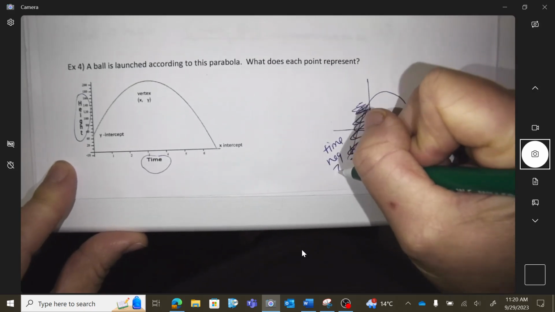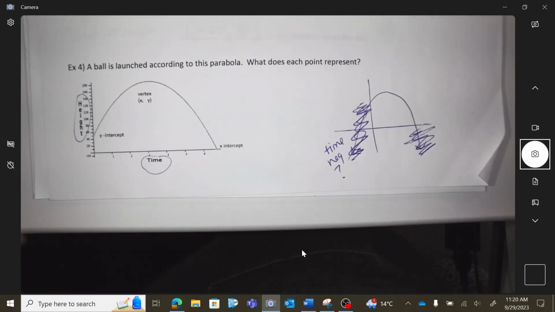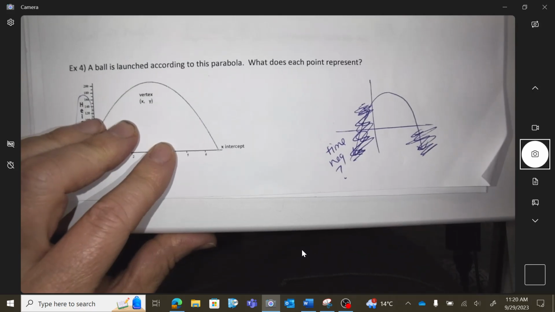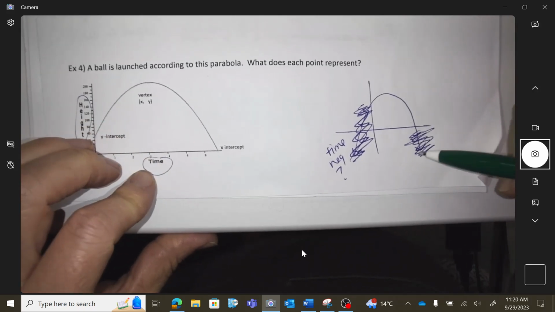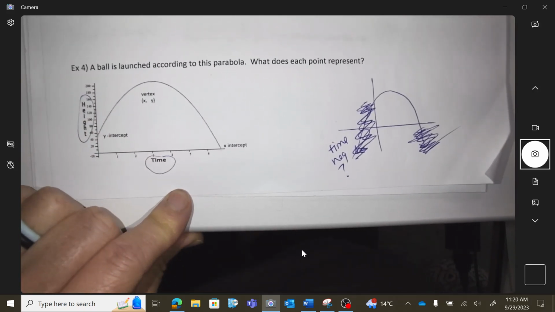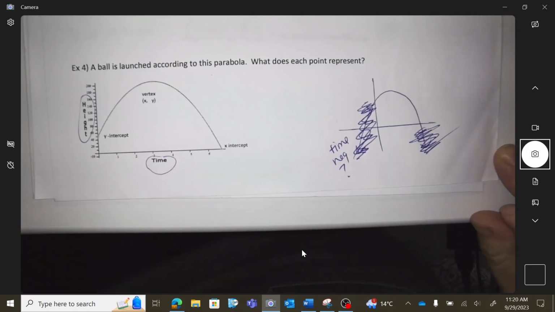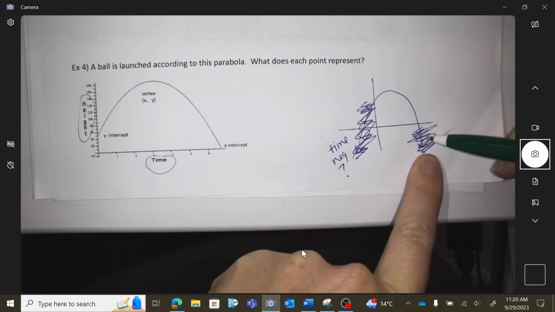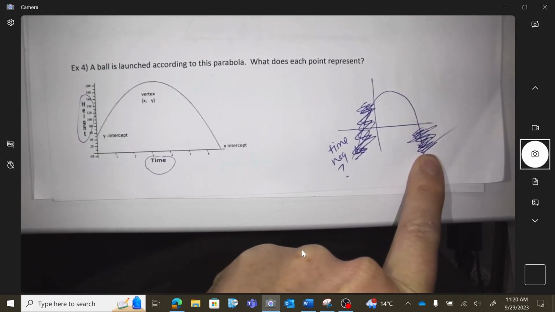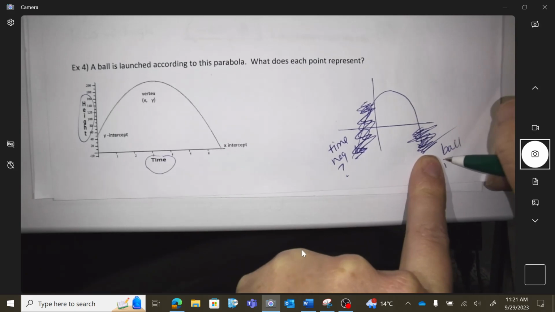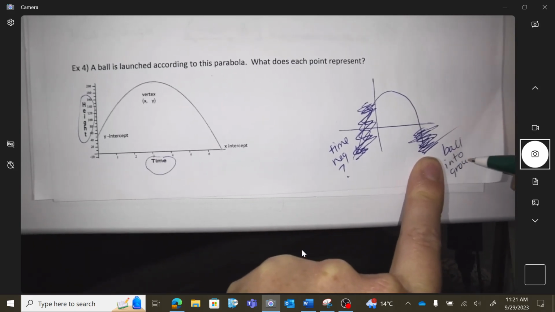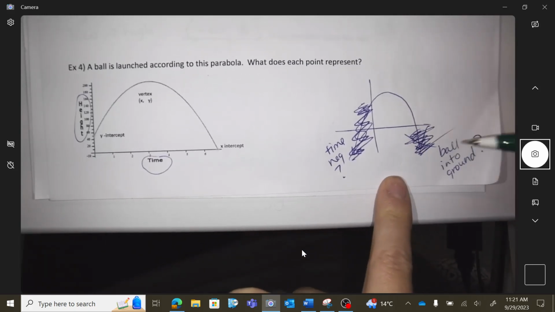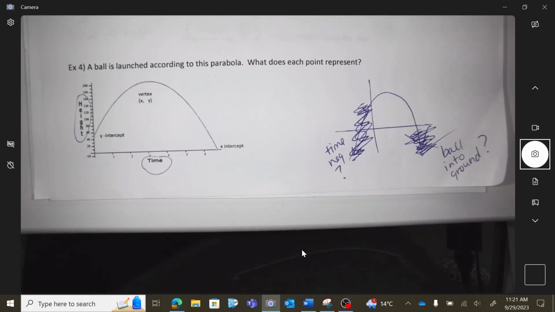Time is negative? Does that make sense? Yeah, it doesn't make sense. So then I cut this off. Okay, why did I chop that part of the graph off? You threw a ball. What happened? Why doesn't this make sense with this ball? The ball starts digging into the ground. Okay, so that didn't make sense either. The ball is now under the ground.